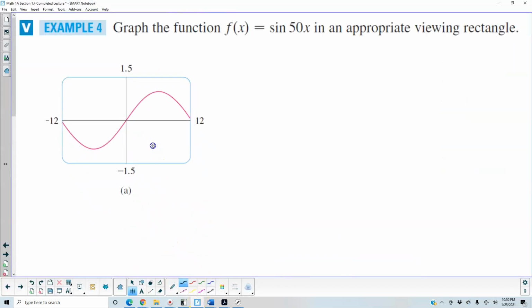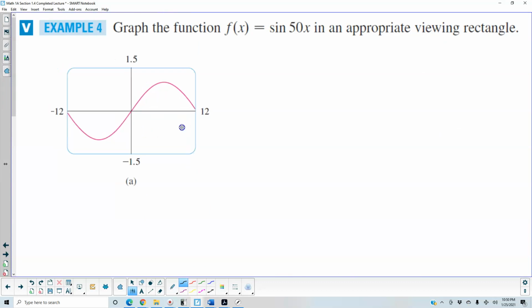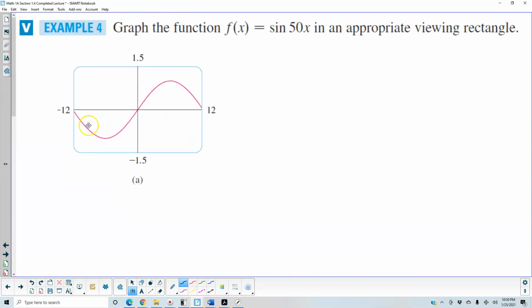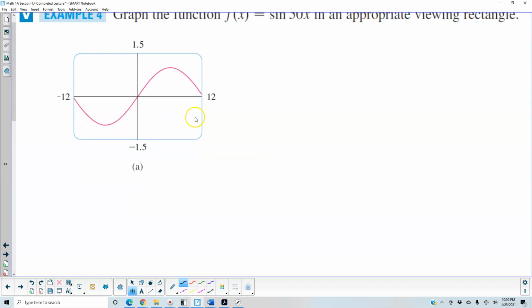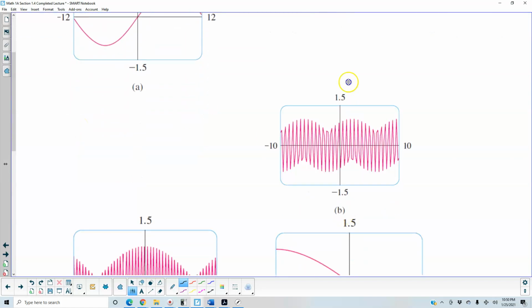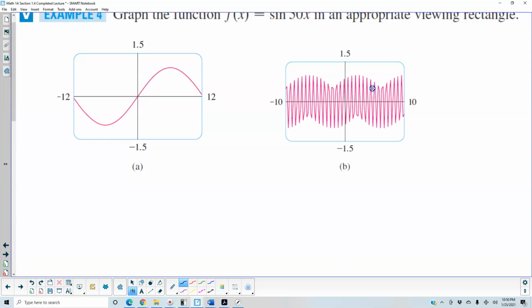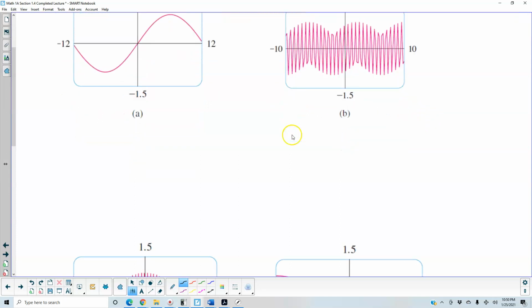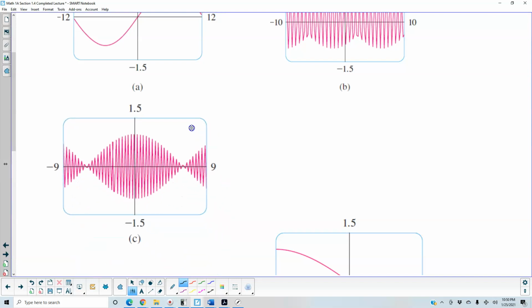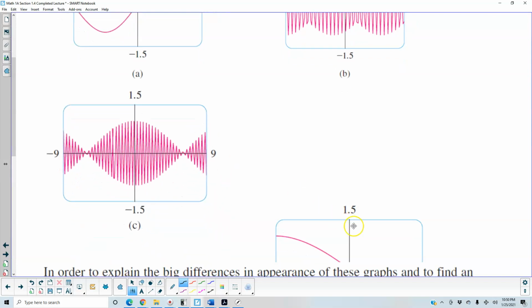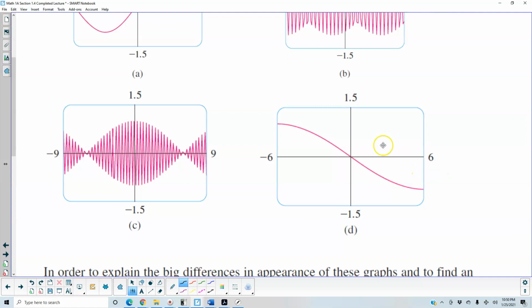So here is the look of what we got on our calculator. This was when we had negative 12 and positive 12. This is what we got when we had negative 1.5 and 1.5, and negative 10 and 10, similar to that. This was when we had negative 9 and 9, and then this was negative 6. Now again, this is on a different graphing device because they're all giving you different types of graphs.